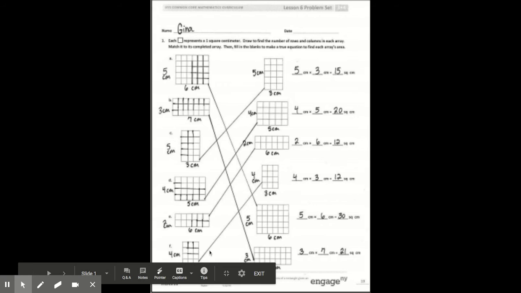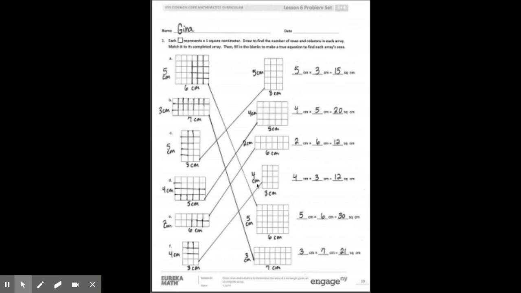And our last one on this page is 4 centimeters by 3 centimeters. It matches this one. 1, 2, 3, 4 is where we get our 4 centimeters. 1, 2, 3 is where we get our 3 centimeters. So 4 centimeters times 3 centimeters is 12 square centimeters.